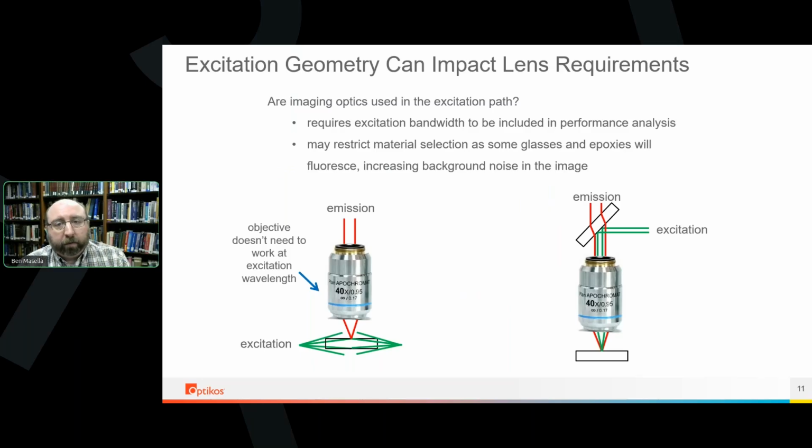Whereas if you are using the objective, and sometimes there's no way around that, using shared optics between the excitation and emission, what that's going to do is increase the complexity of the objective, as well as restrict some of the materials that can be used in that objective, depending on the wavelengths of the excitation and emission. In some cases, some glasses that are used for optical systems can fluoresce depending on the excitation wavelength, and that can create background, as well as certain epoxies that might be used in doublets or triplets in these systems. So that's something that needs to be accounted for when you're evaluating whether the system needs to be excited through the objective.